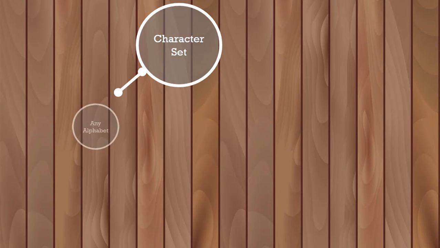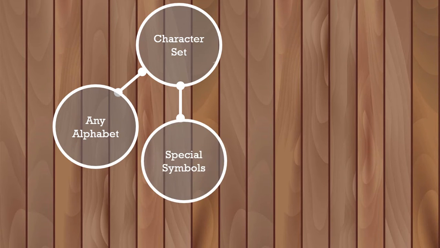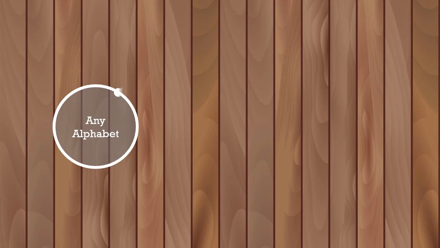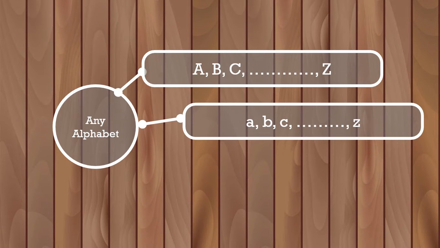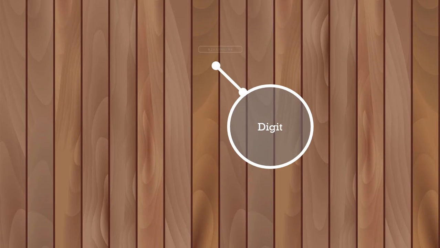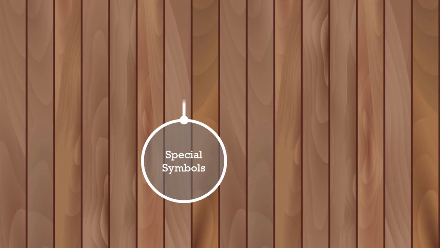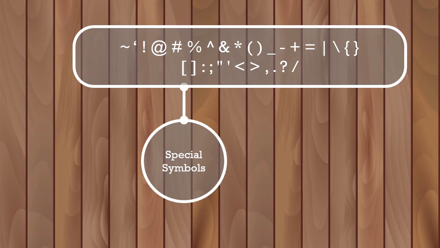So what is a character set? It can be any alphabet, any special symbol, or any digit. The alphabet set has capital alphabets or small alphabets. After that, digits. We are all aware of digits from 0 to 9, that is 0, 1, 2, 3, 4, 5, 6, 7, 8, 9. After that, special symbols. These are the symbols which are present on our keyboard, so they are all included in this.